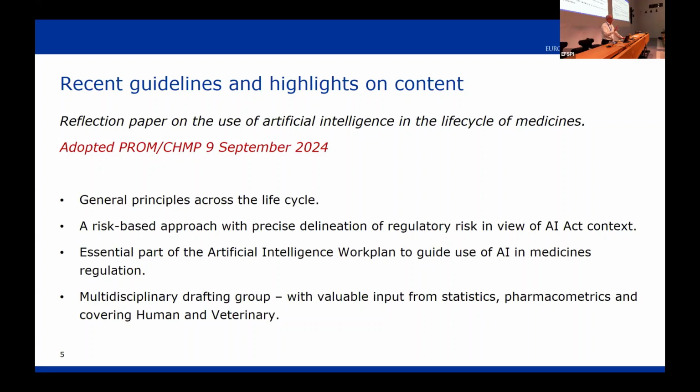It's only one of the first elements that we have in looking at artificial intelligence in the context of AI and medicines regulation. I will come back to our nearest future plans in the next item. And this was done by a multidisciplinary drafting group. So we have a few AI experts, not that many, but particularly the statisticians and the pharmacometricians were quite important to have there and getting the principles right.